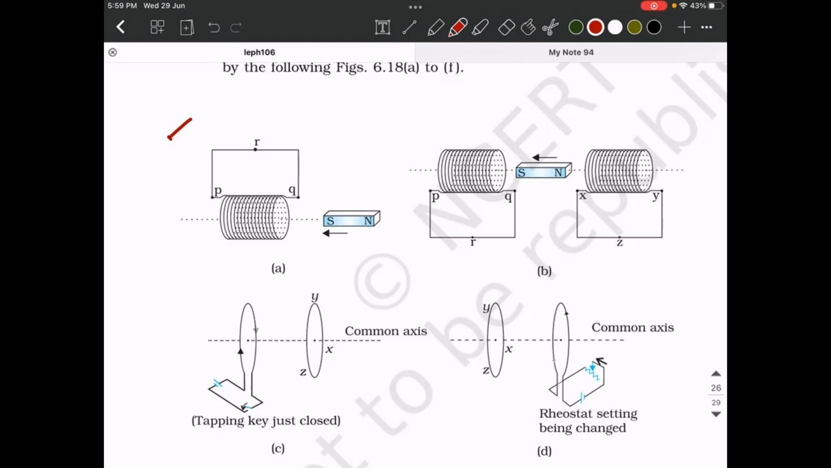So when you move the south pole closer, what pole will your palm represent? Your palm behaves like a south pole. So the current flows in the clockwise direction on your palm, right? So current in clockwise direction means it goes like this and there is a jump.